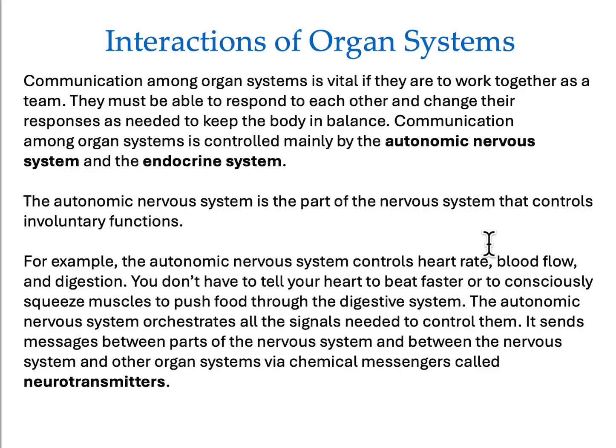The autonomic nervous system is part of the nervous system that controls involuntary actions. For example, the autonomic nervous system controls heart rate, blood flow, and digestion. You don't need to tell your heart to beat faster or to consciously squeeze muscles to push food through the digestive system. The autonomic nervous system orchestrates all the signals needed to control them. It sends messages between parts of the nervous system and between the nervous system and other organ systems via chemical messengers called neurotransmitters.